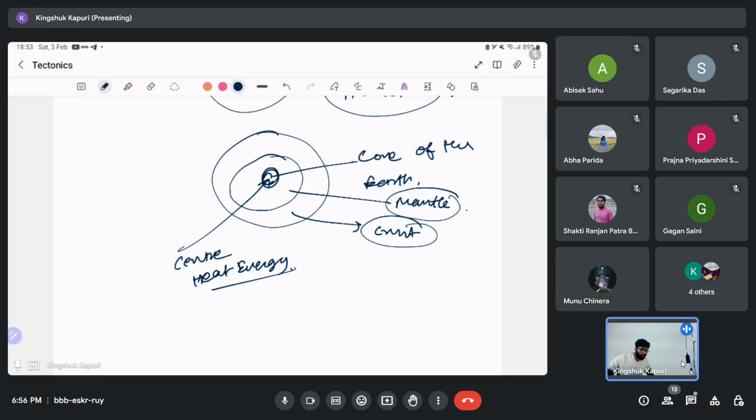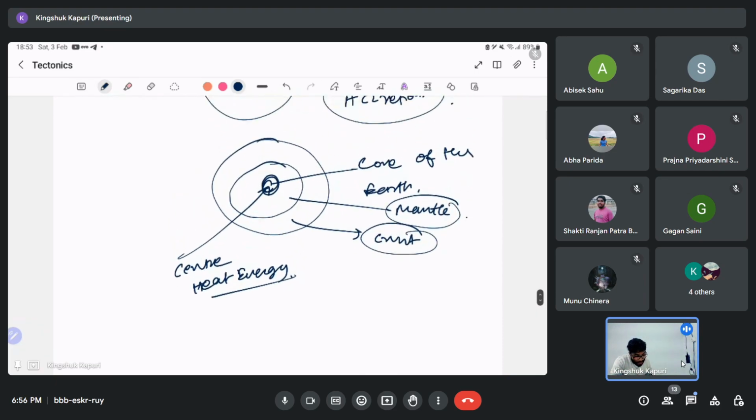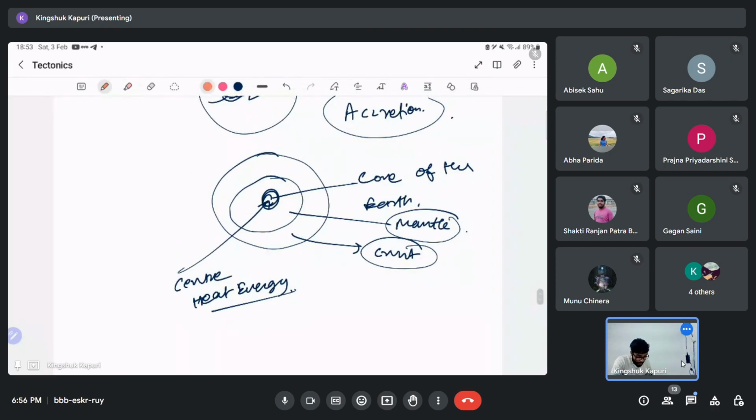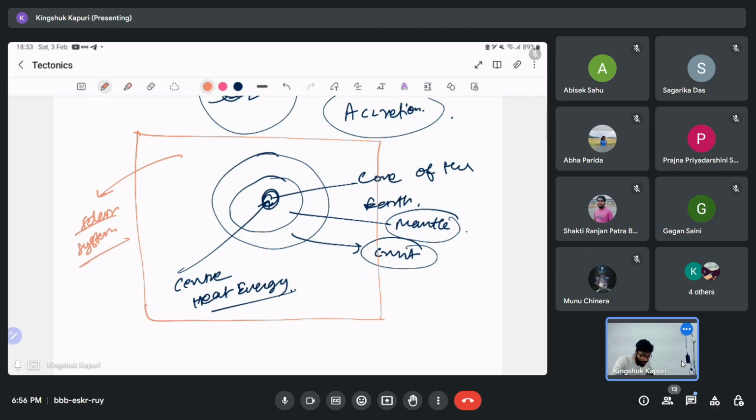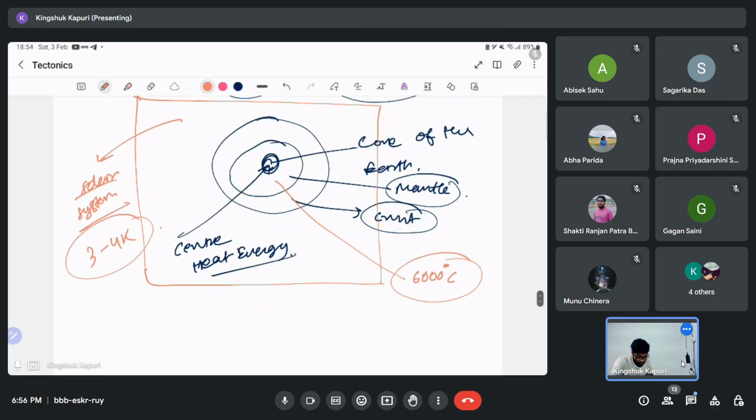Volcanism is a process, but what is the mechanism that drives this heat energy? Sir, plate tectonics. Yes, but how? My question is how. See, I have previously told you that this Earth is a body, okay, and it is present in a system. The system is the solar system, and the temperature of the solar system is 3 to 4 Kelvin, and the temperature of the Earth is around 6000 degree Celsius, okay, around the core. So let's say it's 7000 Kelvin.